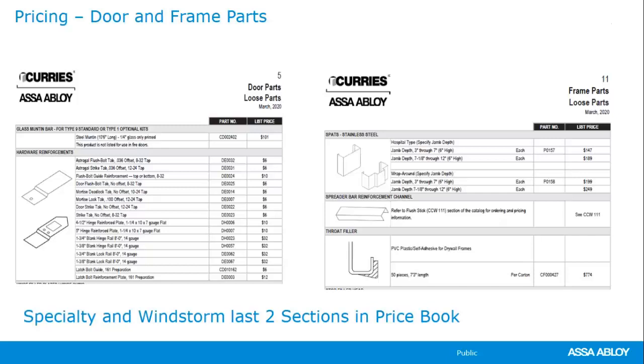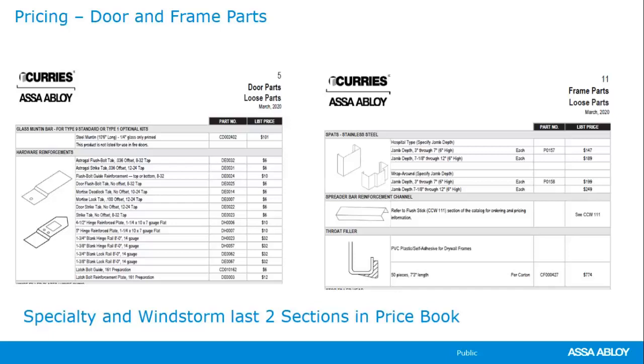The other part of the price book, another section we have behind the engineered frame section is what we call our door and frame parts. We have it listed by door parts and by frame parts. Here you're going to find material, parts and pieces that you may need. On the doors you may need fillers, any type of reinforcements, things like that. You will be able to find in these sections here. And you'll see on the frame parts, you have different types of parts, whether it's stainless steel spats or spreader bars and things like that.